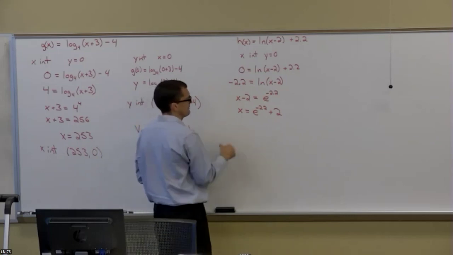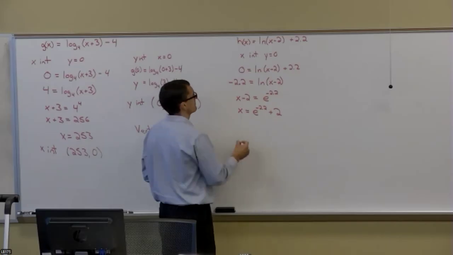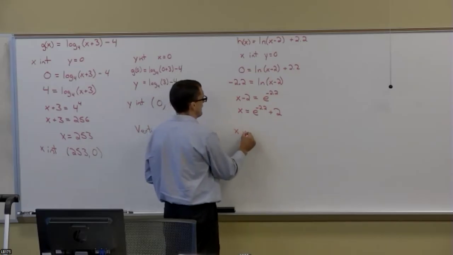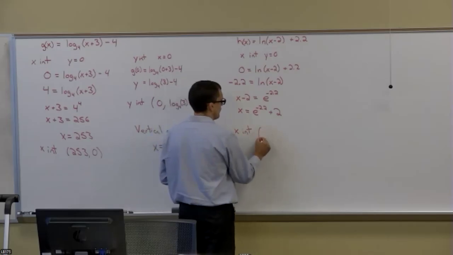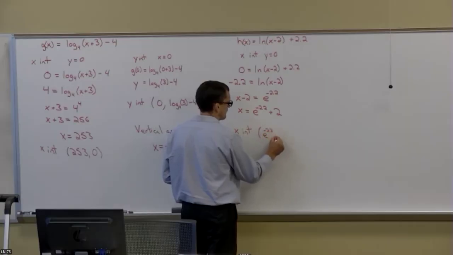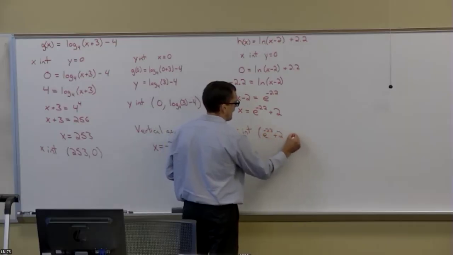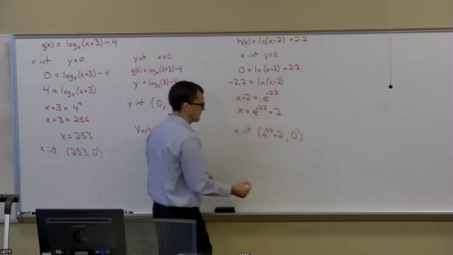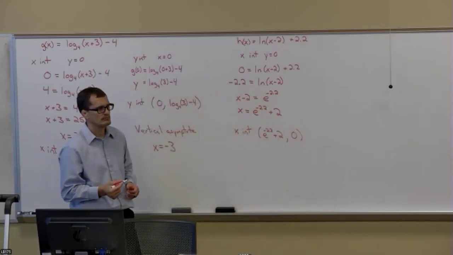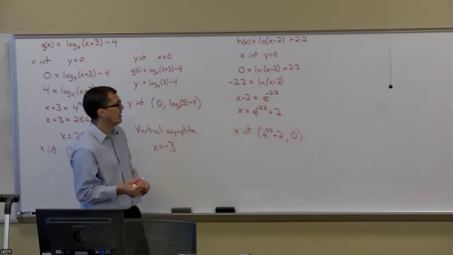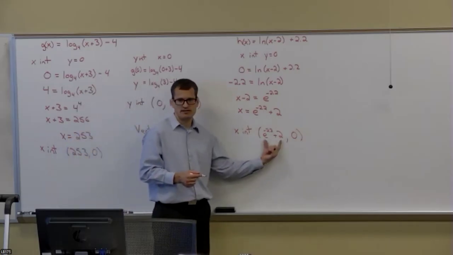I'm going to leave it as is, and I'm just going to say that means that the x-intercept is the point whose x value is e to the -2.2 power plus 2, and whose y value is 0. Again, on Moodle, you'll be asked to just round that to a couple decimal places.